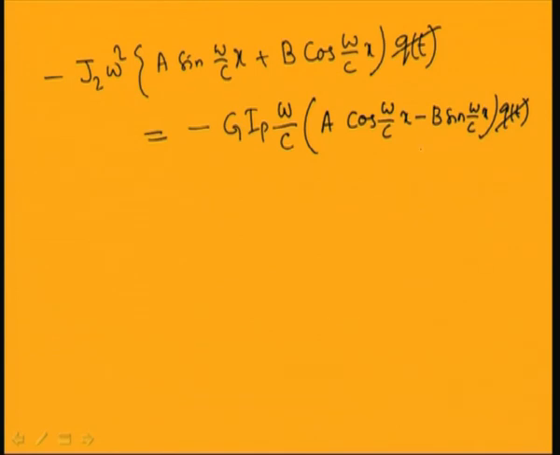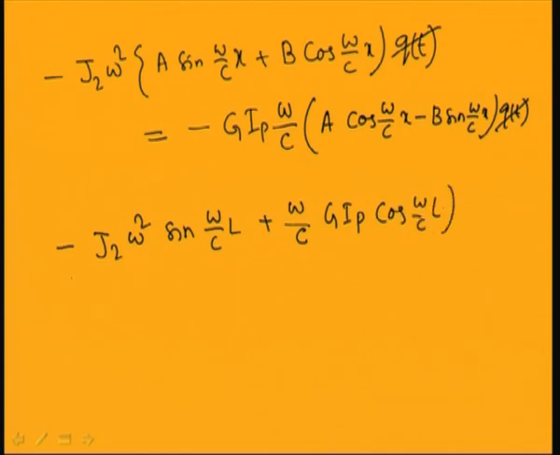So, if you substitute x equal to L, you can write this equation as minus j2 omega square sin(omega by c L) by omega by c g I p, minus j omega square sin(omega by c L) plus omega by c g I p cos(omega by c L) into A. So, I am collecting the terms with coefficient A and B.